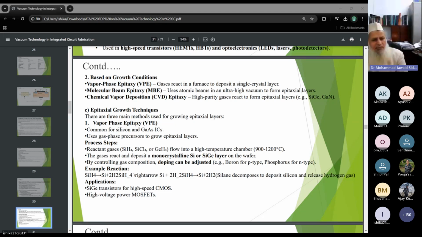Reactant gases like silane or SiCl4 or GeH4 flow into the high temperature chamber. The chamber temperature is around 900 to 1200 degrees centigrade. The gases react to deposit a monocrystalline silicon or germanium layer on the wafer. By controlling the gas composition, doping can be adjusted. Application: silicon germanium transistors for high speed CMOS, high voltage power MOSFET or HEMT can be fabricated with the help of vapor phase epitaxy. Yes, please go to the next slide.